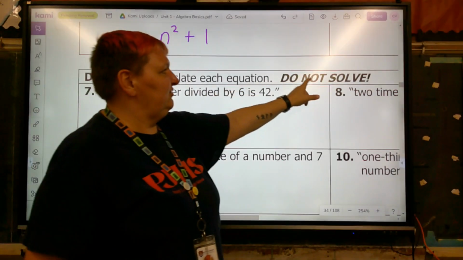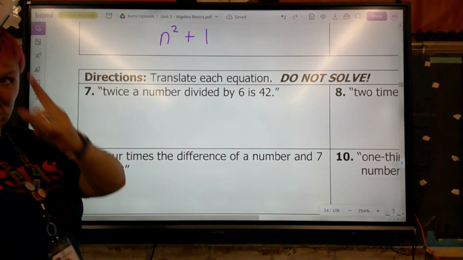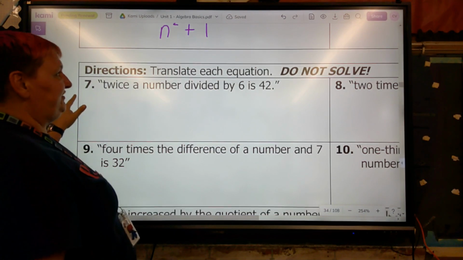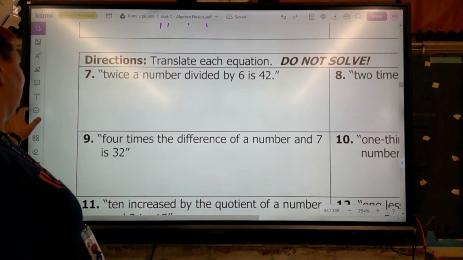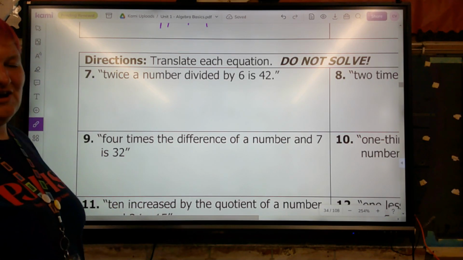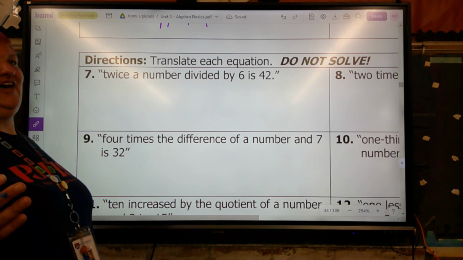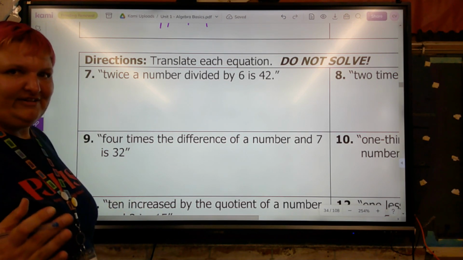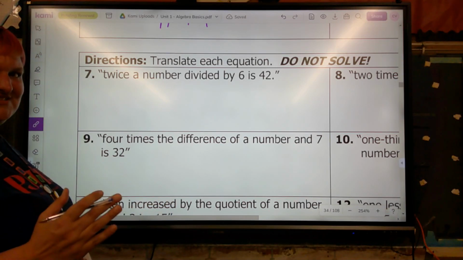Look, do not solve. Translate, but don't solve. I don't want you to solve it. No, that's too much work and you're not ready for that. Let's be honest, 14 of you are ready for that. The rest of you are not ready for that. Take your time. Do what it says.